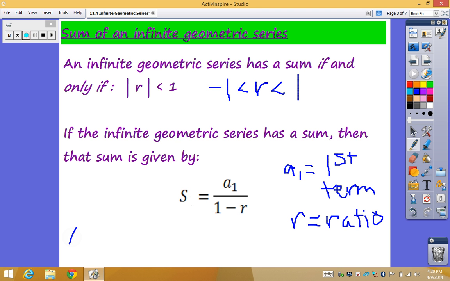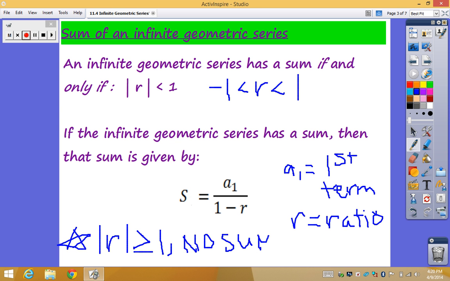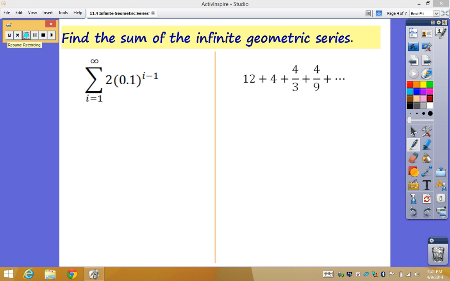But if the absolute value of r is greater than or equal to 1, then the series has no sum. That is something important you need to remember. The first thing we're going to want to remember is our rule, or the equation for the geometric sequence rule, which was a1 times r to the n minus 1.